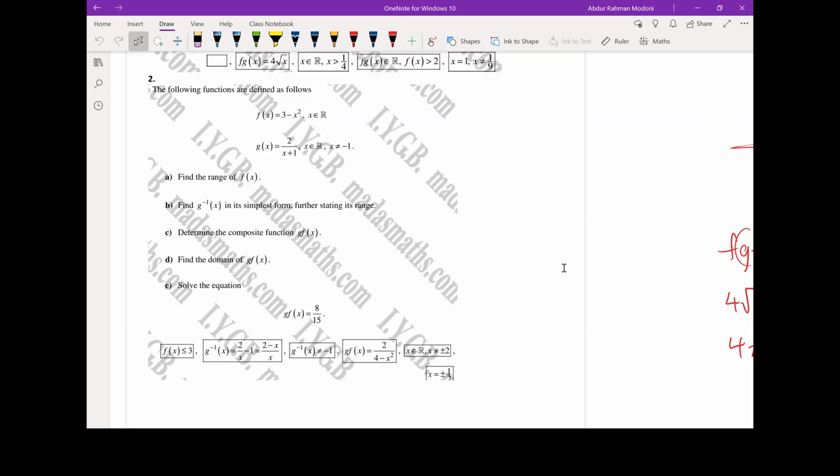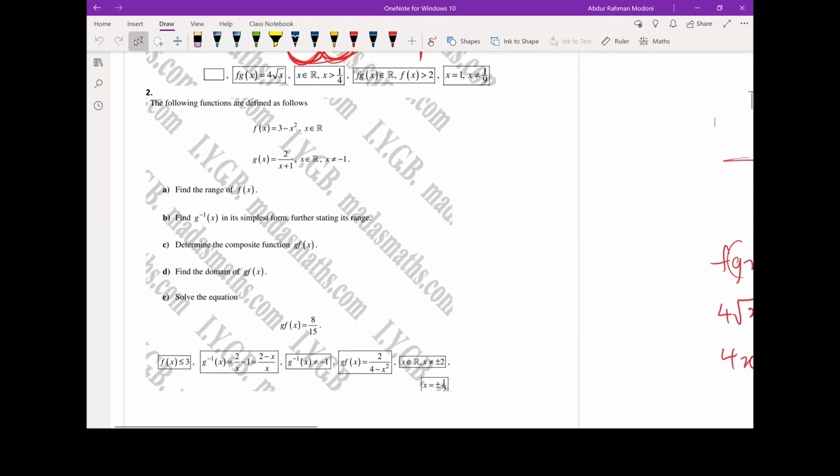The answers are at the bottom, as you can see. It says here f of x is less than or equal to 3. So if you were to draw the sketch, you would see that the y values do not exceed 3. It's always less than that. It's a parabola upside down, a negative one.